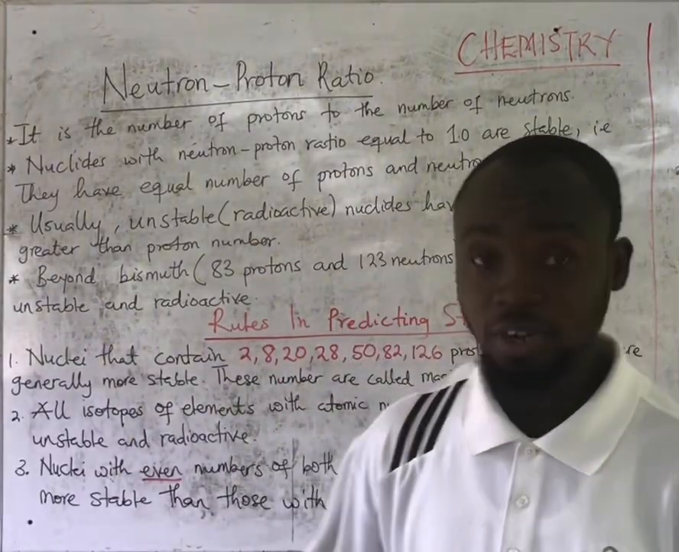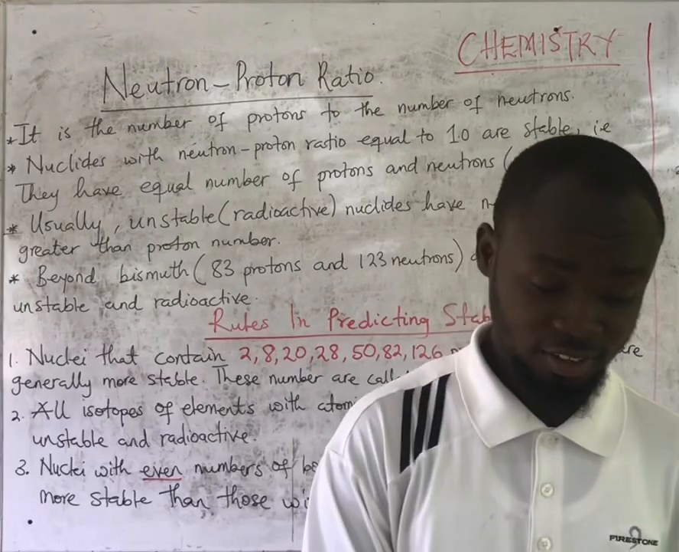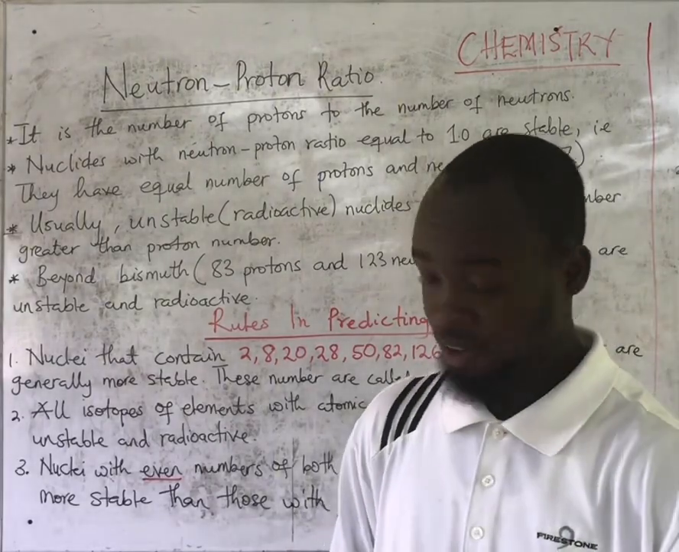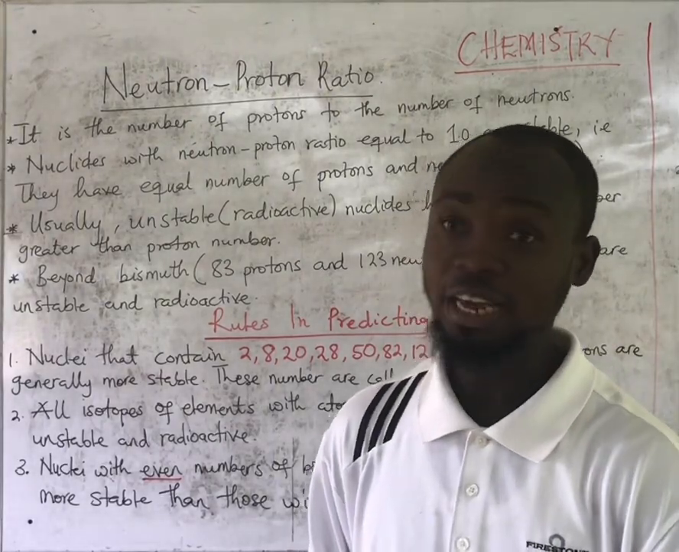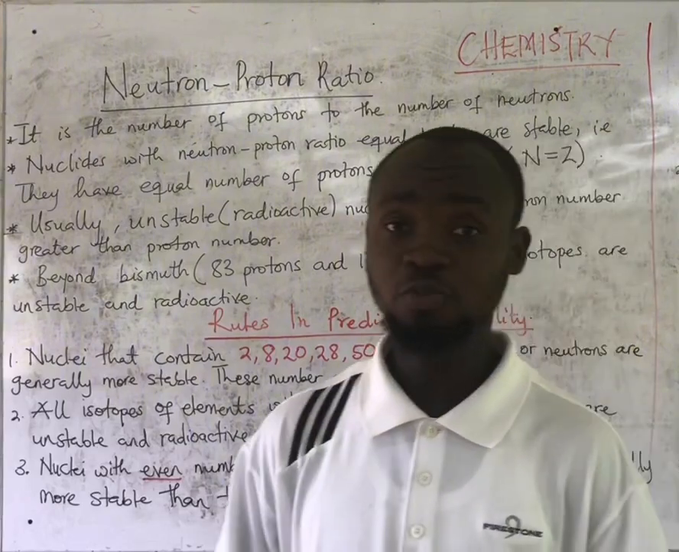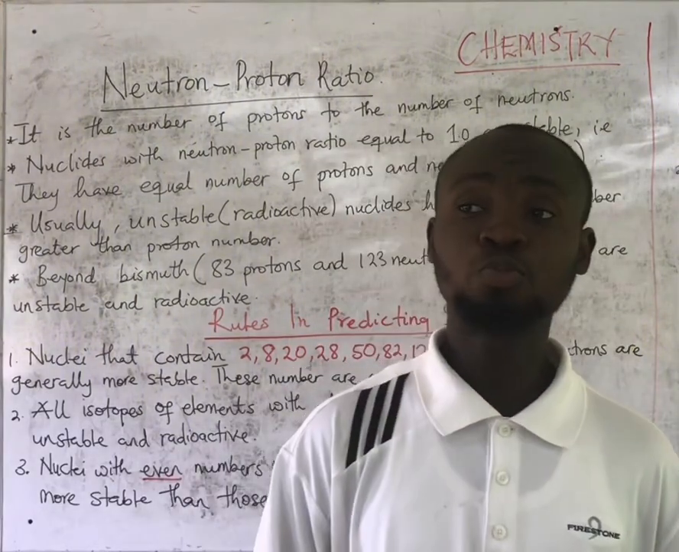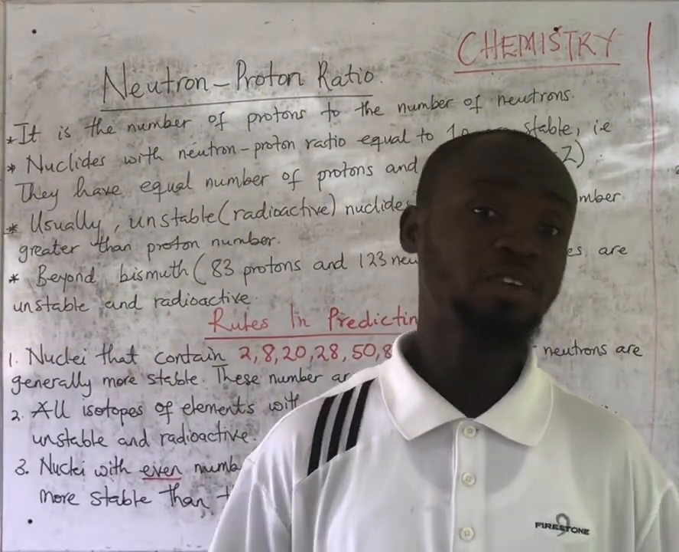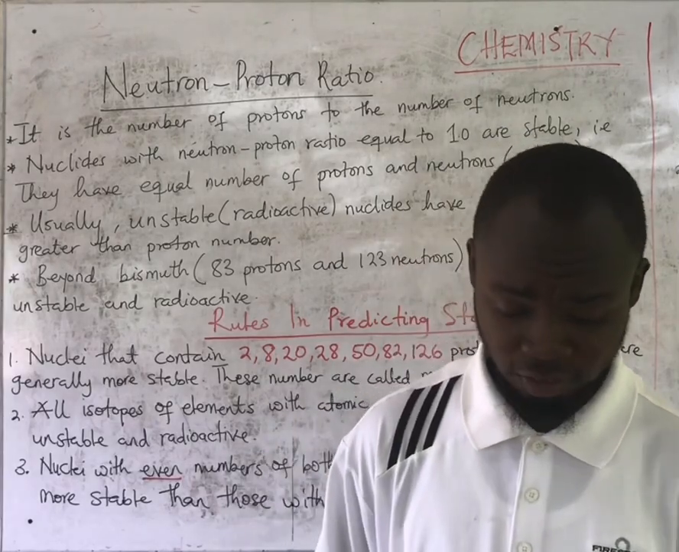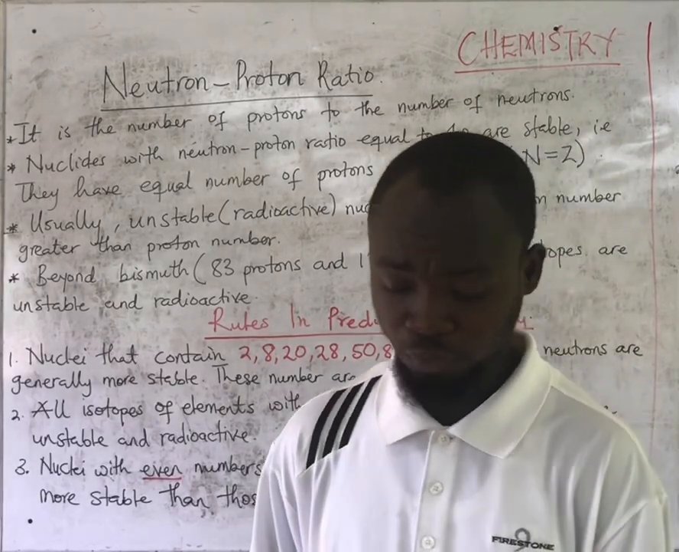In this lesson, we are going to look at nuclear stability: the factors that affect the stability of a nuclide, or that account for the stability of a nuclide. We have one, the neutron to proton ratio. We've talked about half-life. In this lesson, we are going to talk about the neutron-proton ratio.